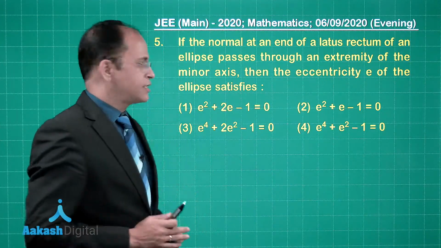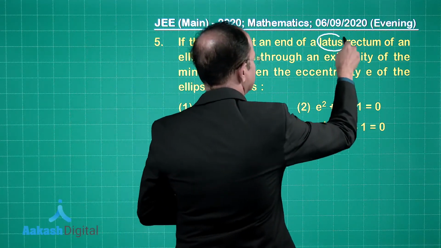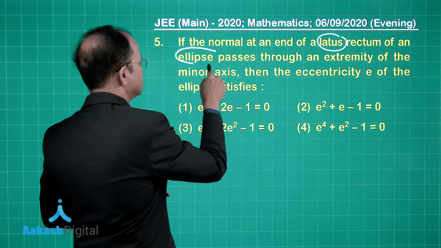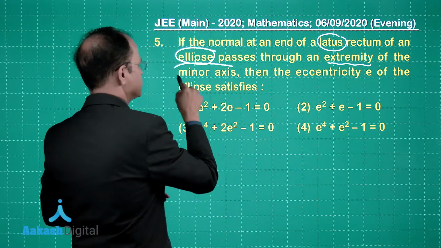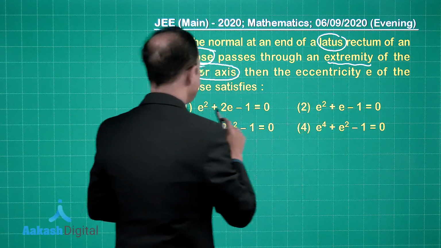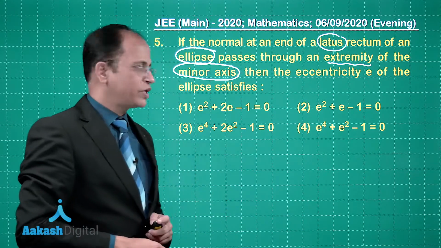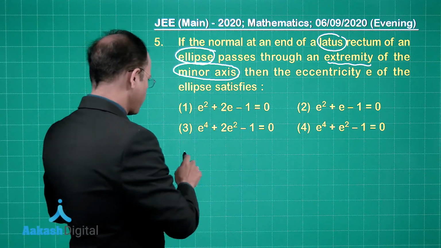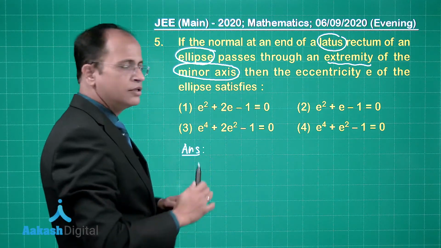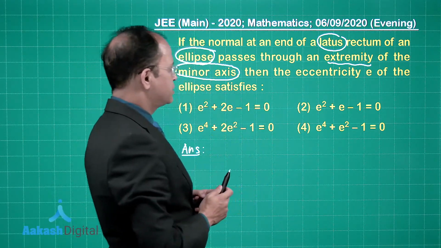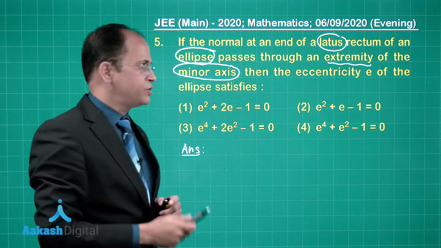Now friends, let's discuss question number 5. If the normal at the end of the latus rectum of an ellipse passes through the extremity of the minor axis, then the eccentricity e of the ellipse satisfies which of these 4 options? More of a calculation is there, but yes, we need to understand the diagram part of it, how this whole question can be picturized.